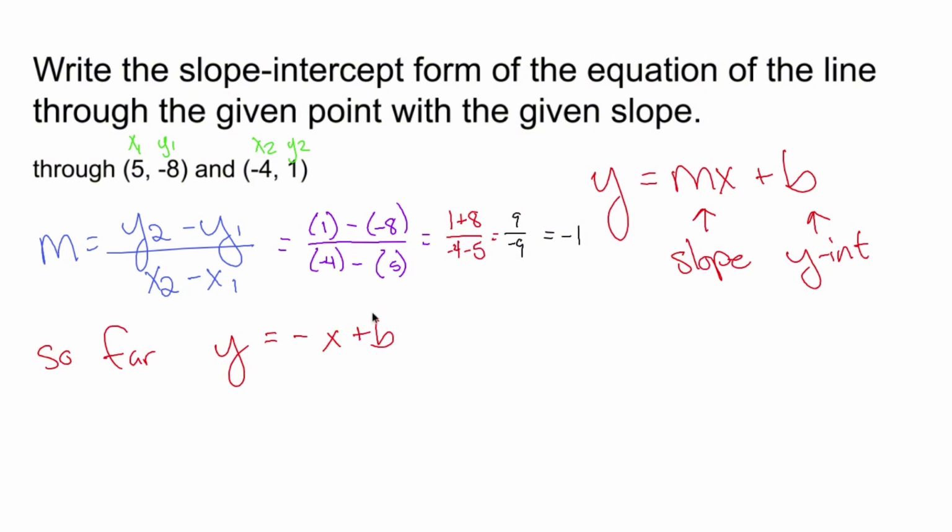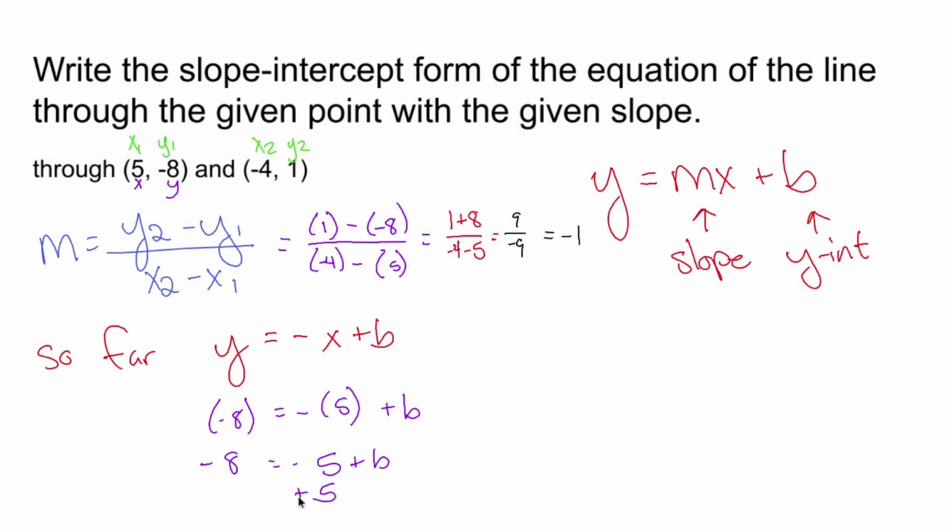I need b. So I'm going to pick any of these points, and it doesn't matter which, and call it x, y, because any point is x, y, and substitute the x and the y that I chose into that. Again, it doesn't matter which point I choose, I'll get the correct answer anyway. So y becomes negative 8 equals negative, drops down, x becomes regular 5, and then drop down the plus b. Negative 8 is negative 8, negative 5 is negative 5, and then plus b is plus b.